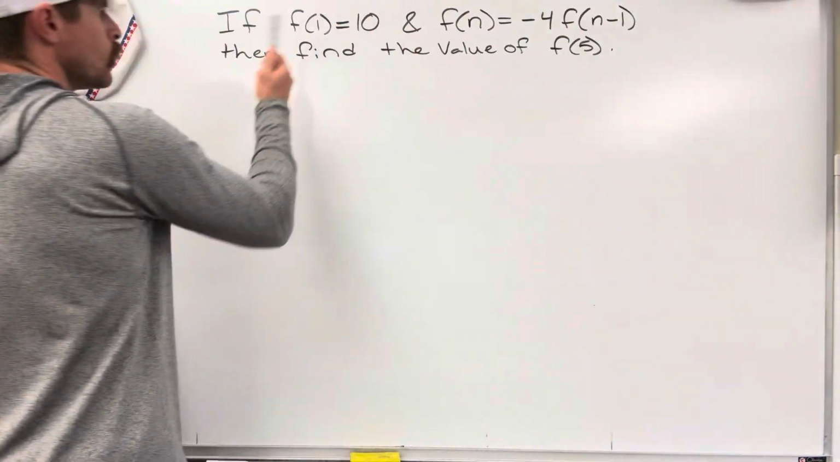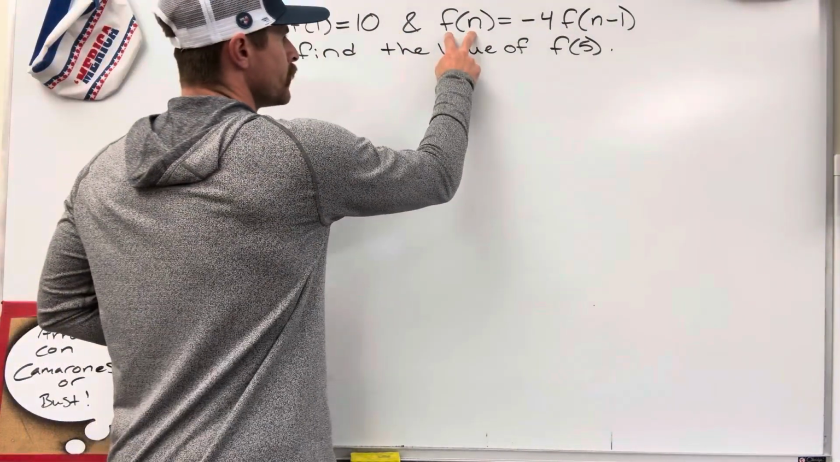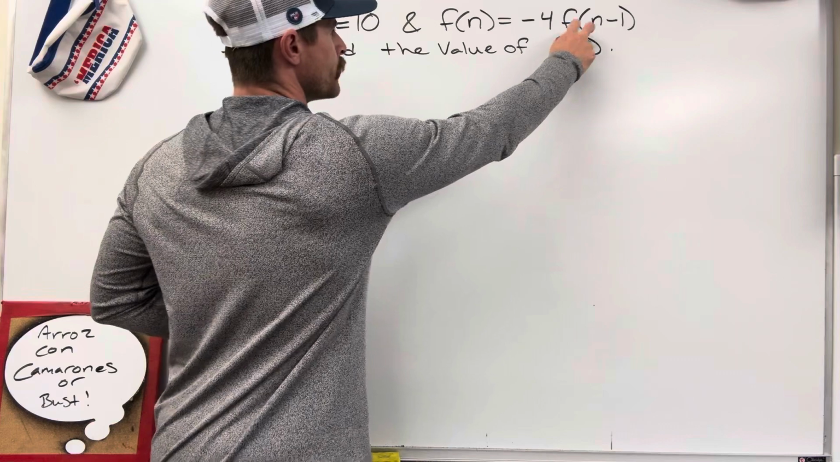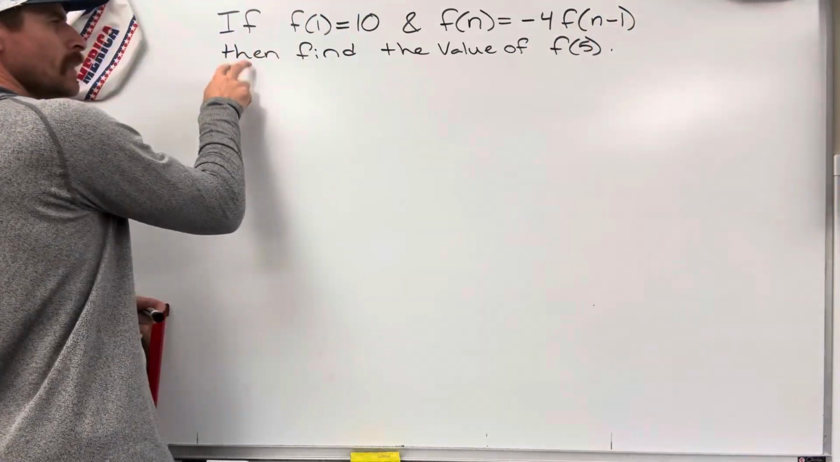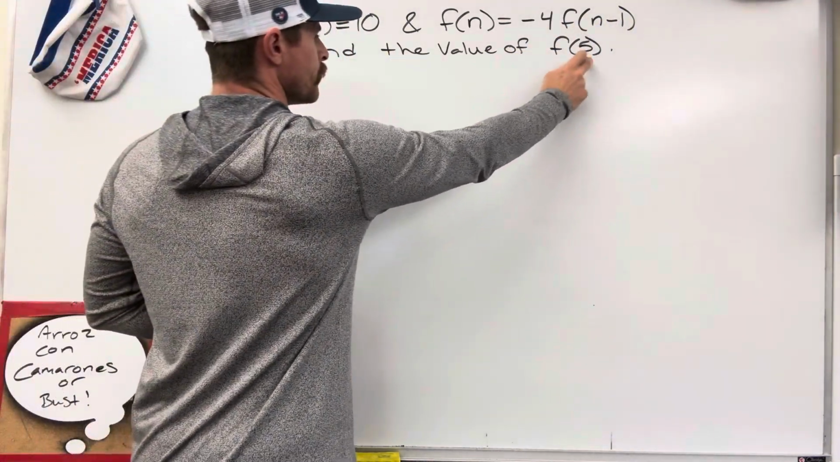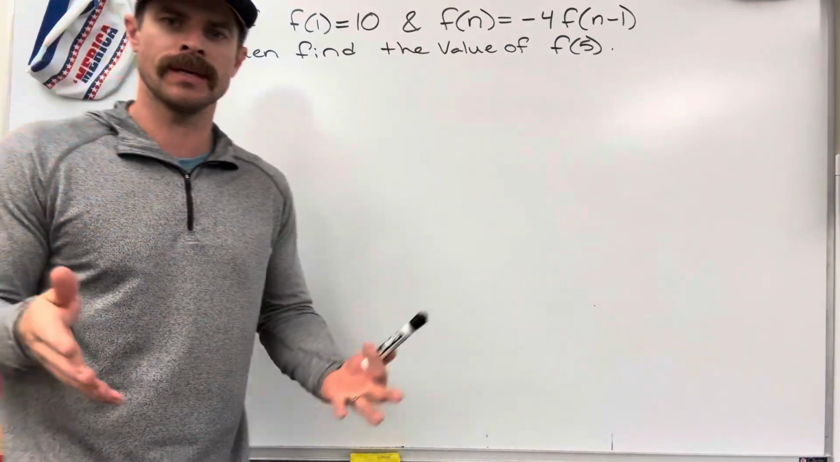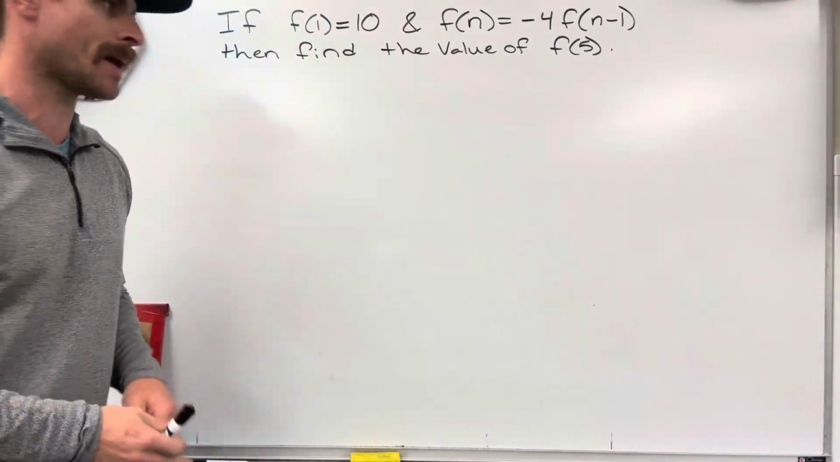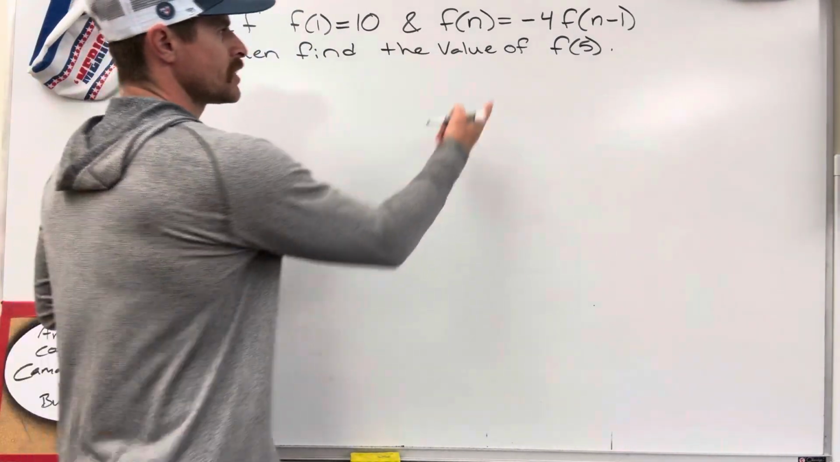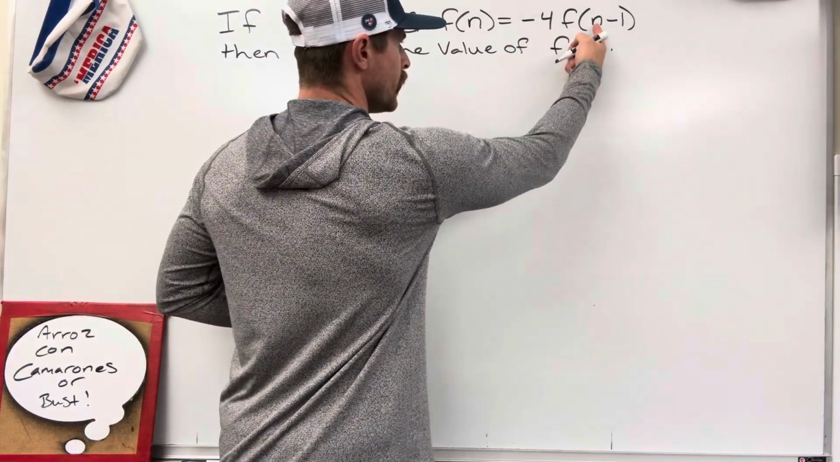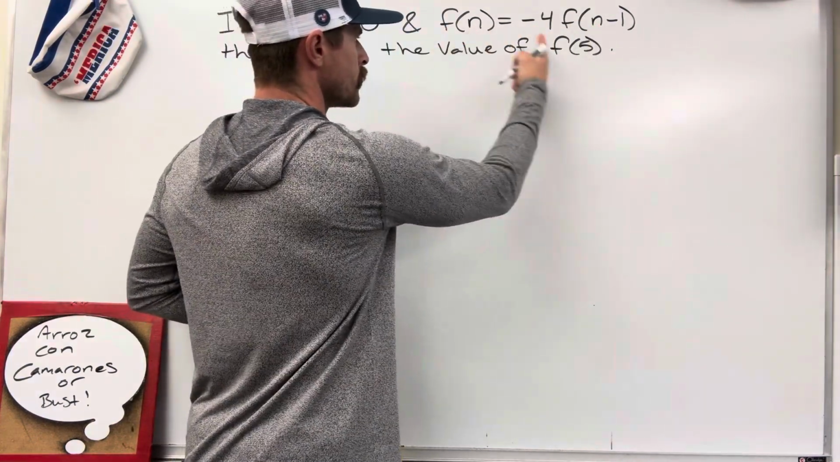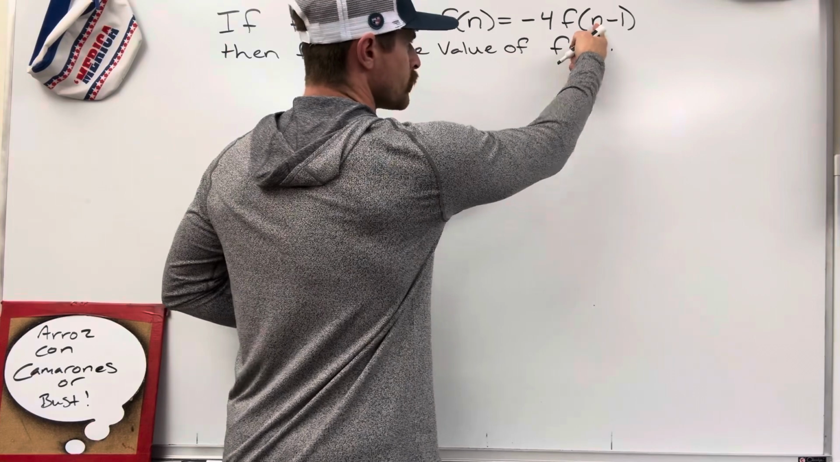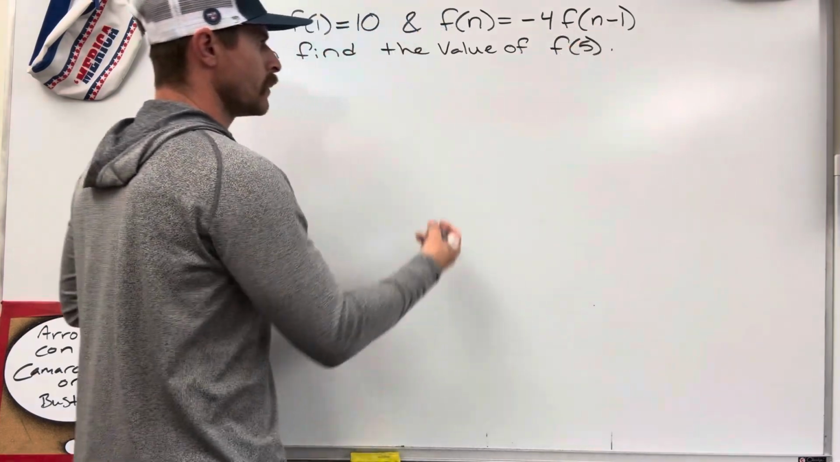All right, if f of 1 is equal to 10 and f of n is equal to negative 4 f of n minus 1, then can we find the value of f of 5? Of course we can, but there's going to be a lot of confusion, a lot of mistakes that happen along the way. One of the big mistakes, let's just see what we get when we plug a 5 in for n, right? F of n, so f of 5. Typically we just plug the 5 in, work it out, and we get what we want.